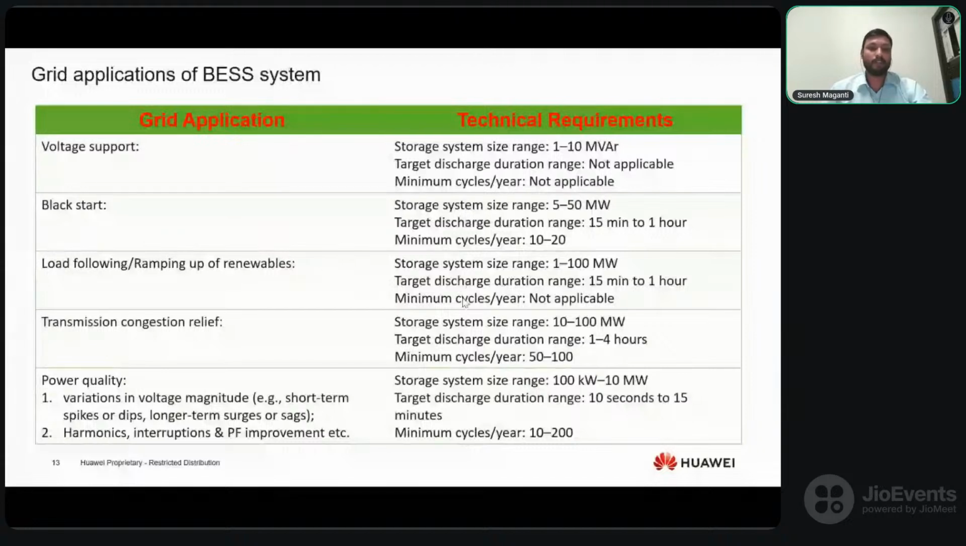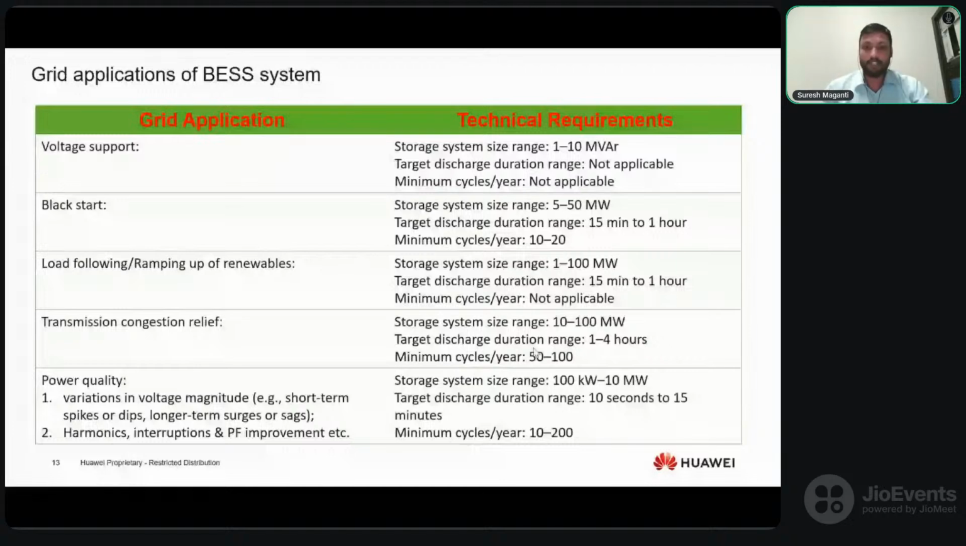And battery energy storage is also very useful, especially to relieve the congestion of the transmission lines. The storage system size may vary from 10 to 200 or 300 megawatt hours, and it requires 1 to 4 hours of discharge to relieve the congestion of the transmission lines. Another thing is to maintain the power quality. If battery energy storage systems are installed in the system, we use them to maintain the power quality, so that they can participate in harmonic compensation, sometimes interruptions, and also power factor improvement by injecting reactive power into the system. If it is a distribution system, it can inject active power into the system and provide network support. So these are the important and typical grid applications where the battery energy storage system is really useful.